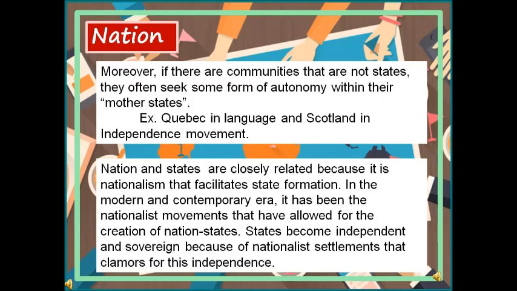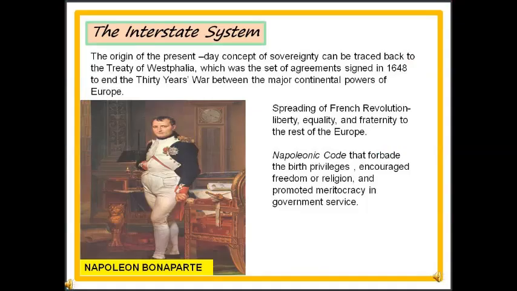Scotland independence, on the other hand, has a strong independence movement led by the Scottish National Party. So, nation and state are closely related because it is nationalism that facilitates state formation. In the modern and contemporary era, it has been nationalist movements that have allowed for the creation of nation-states. States become independent and sovereign because of nationalist sentiments that clamour for this independence. Nation and state have a similarity, and that is sovereignty.